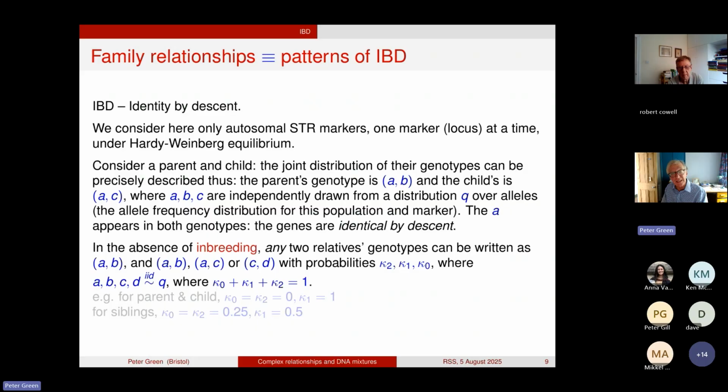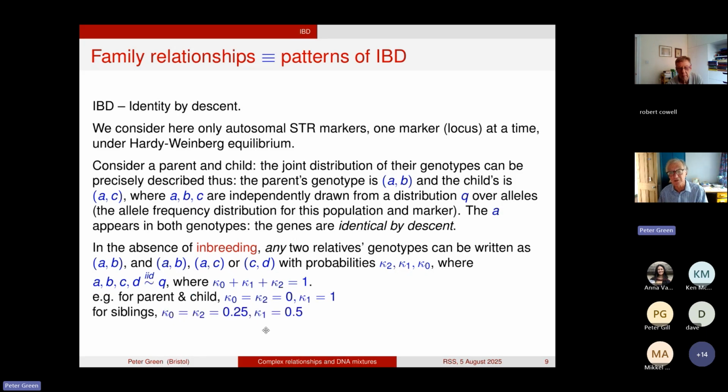In the absence of inbreeding, any 2 relatives' genotypes can be written as AB and either AB, AC, or CD. They're the only possibilities. We don't care about the ordering among the genes here. So either the second relative is identical to the first, or has 1 in common, or 2 in common. The probabilities of these are usually represented by kappas: kappa 2, kappa 1, and kappa 0. The individual values are drawn IID from the gene pool, and the sum of the kappas is 1.